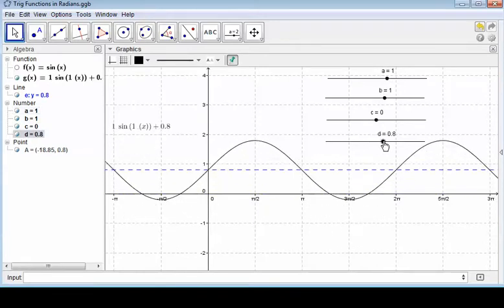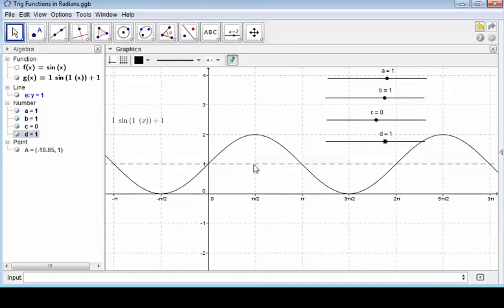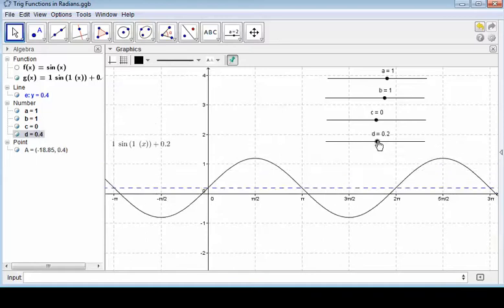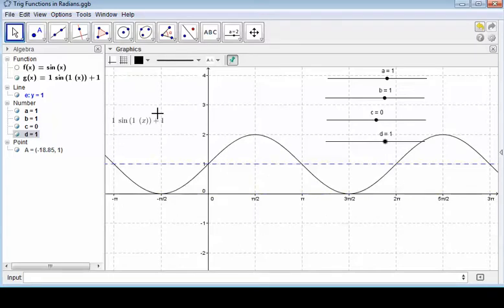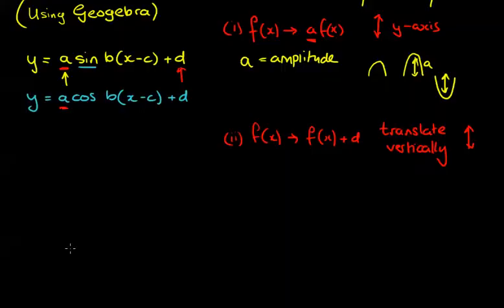If I change it to 1, you can see it's moved the whole graph up 1 unit. A good way to see that is if you look at this peak, it's 1 high at the moment. If I change D to 1, I've got a +1 at the end, it's changed it to 2. But what it also changes is the principal axis.